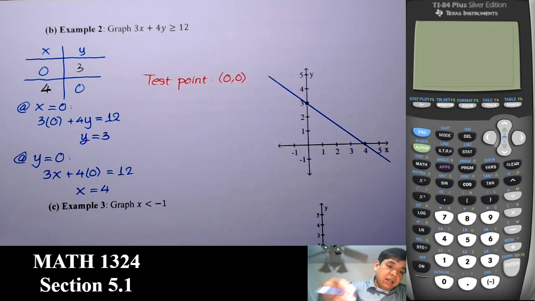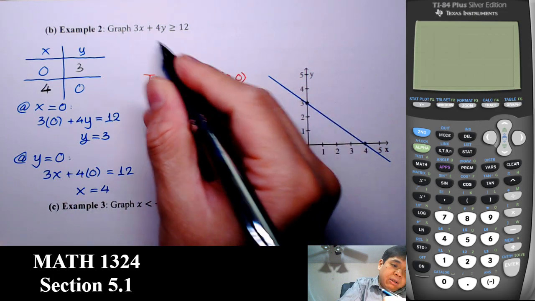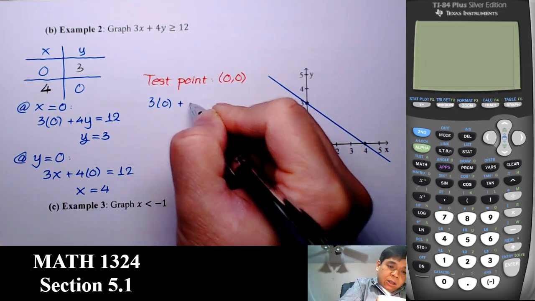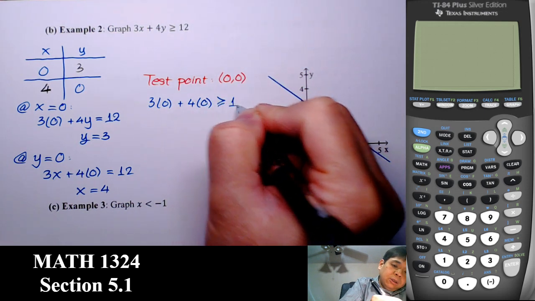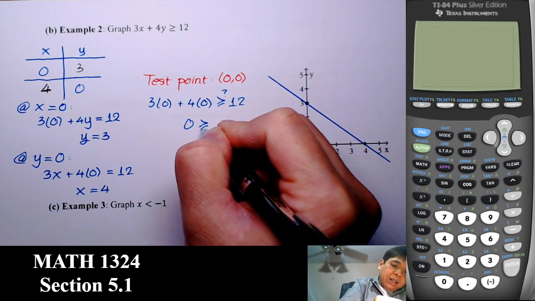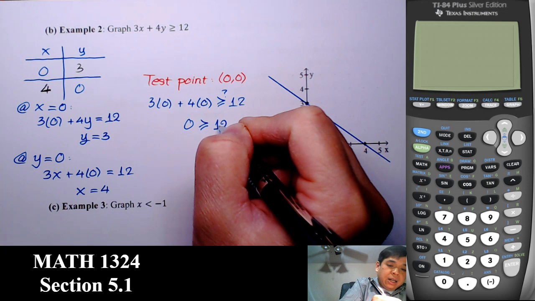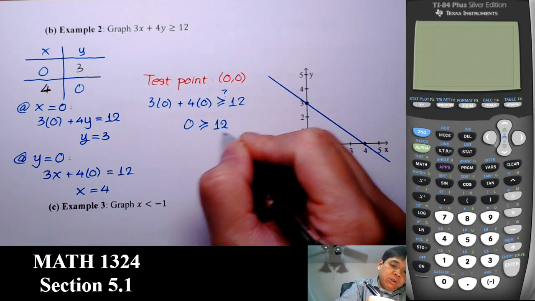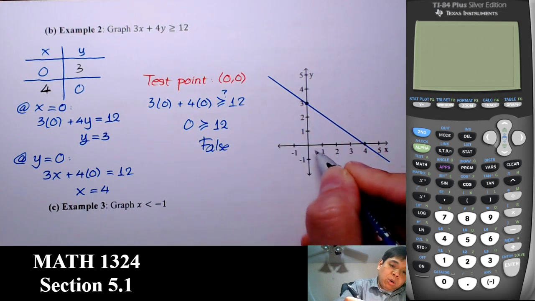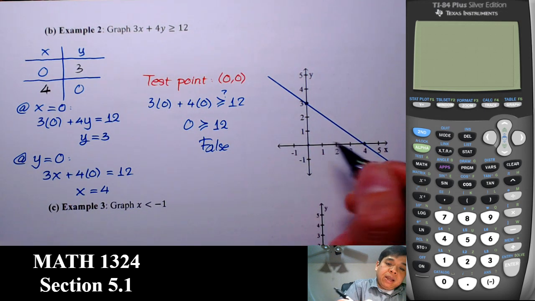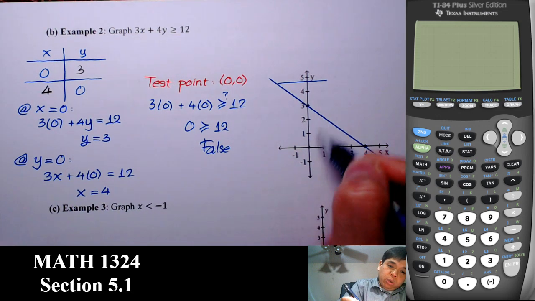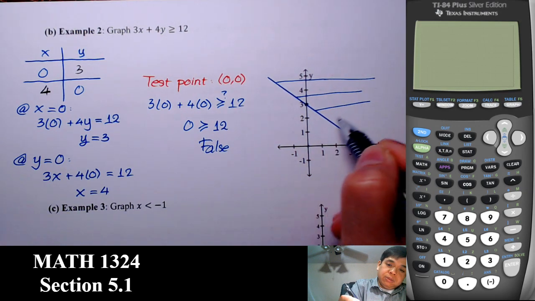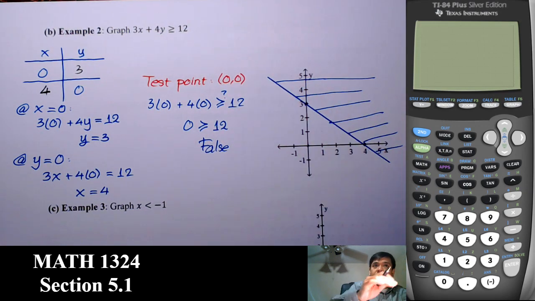Right, so we test that. If we put 0 in for x and 0 in for y, we have 0 greater than or equal to 12, and that is not true because 0 is less than 12, so this is false. So the point 0, 0 is here, and it's false, so we will go across the line, and the solution will not contain the point that we chose to test. So that is the solution. The solution is the graph of the half plane.